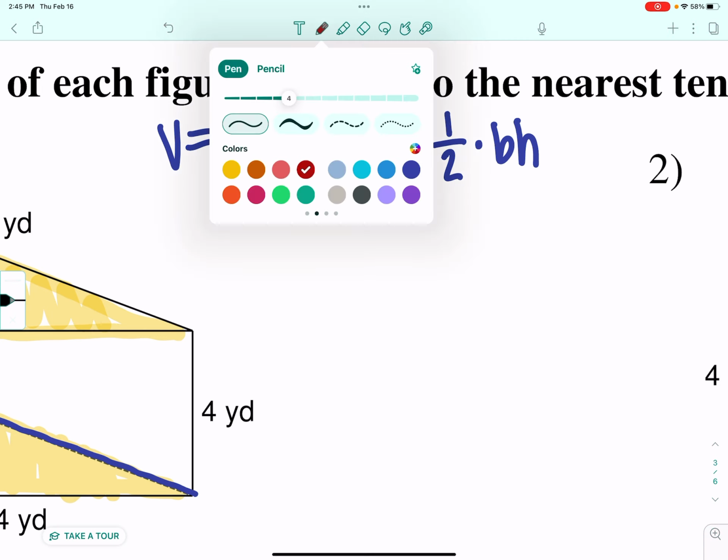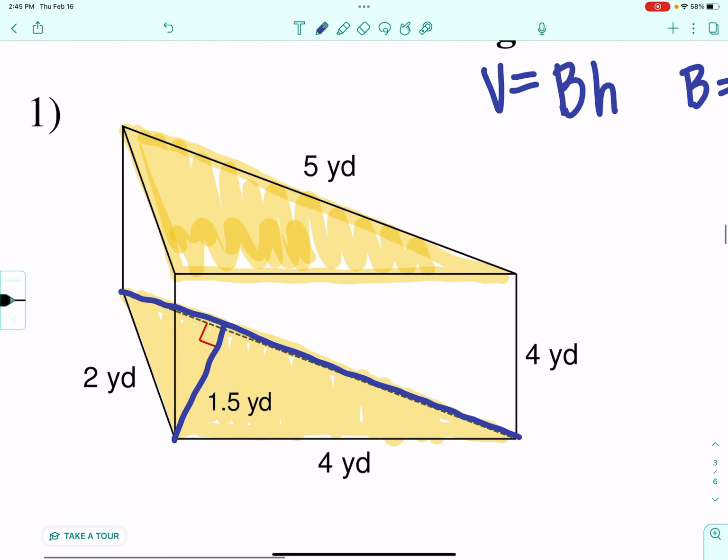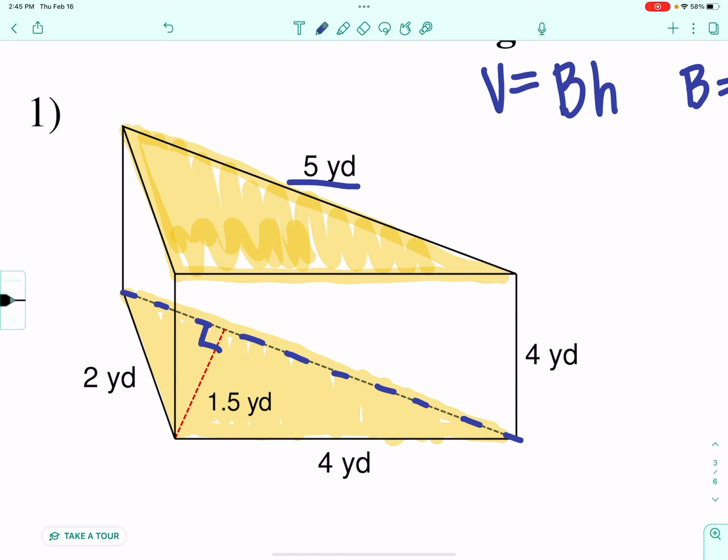So when I plug in the pieces for my area, the base and the height of a triangle are always perpendicular to each other. Always go and look for the little right angle symbol. That will tell you where the base and the height for your triangle are. This dotted line back here is the base of my triangle. I know it's 5 yards.